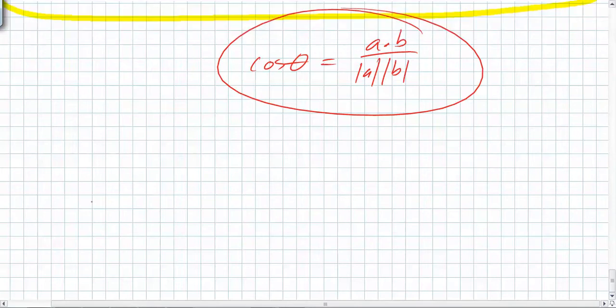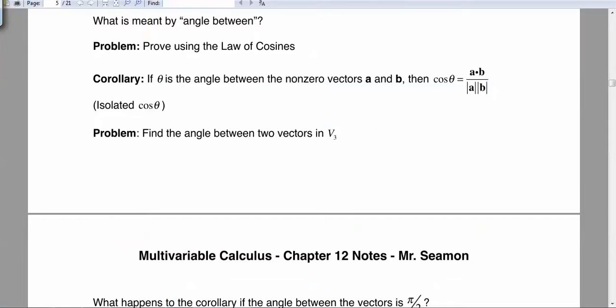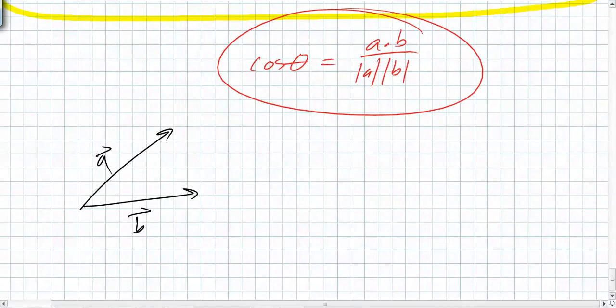Now, you have two vectors, A and B, right here, like this. If you want to find the angle between them, you just dot them, and you divide by their magnitudes, and you get the angle between. This right here is the angle between. I'll call it alpha.